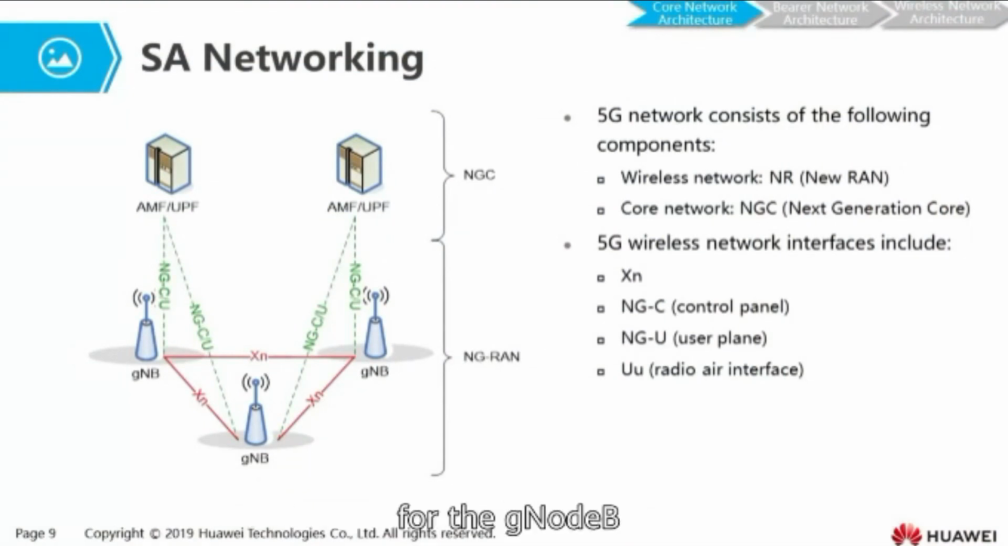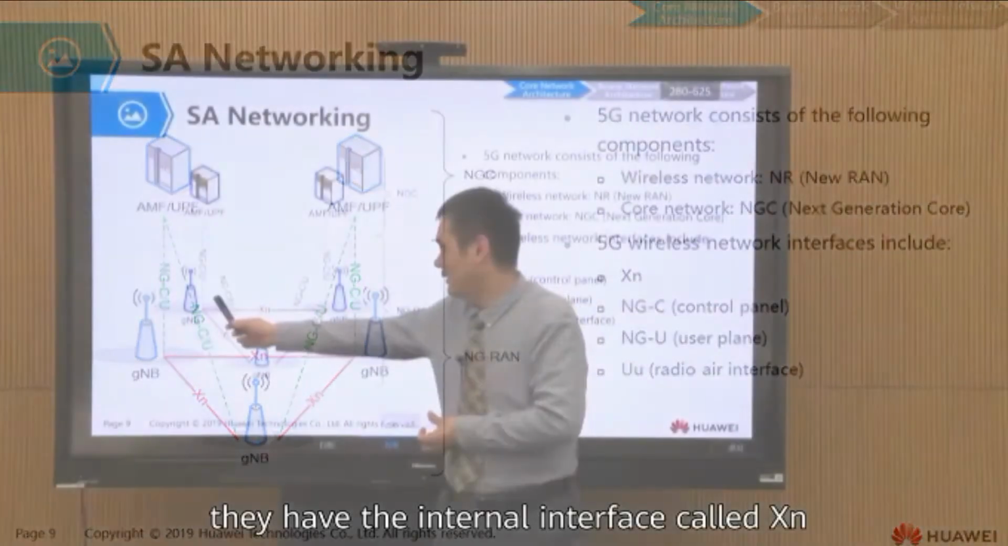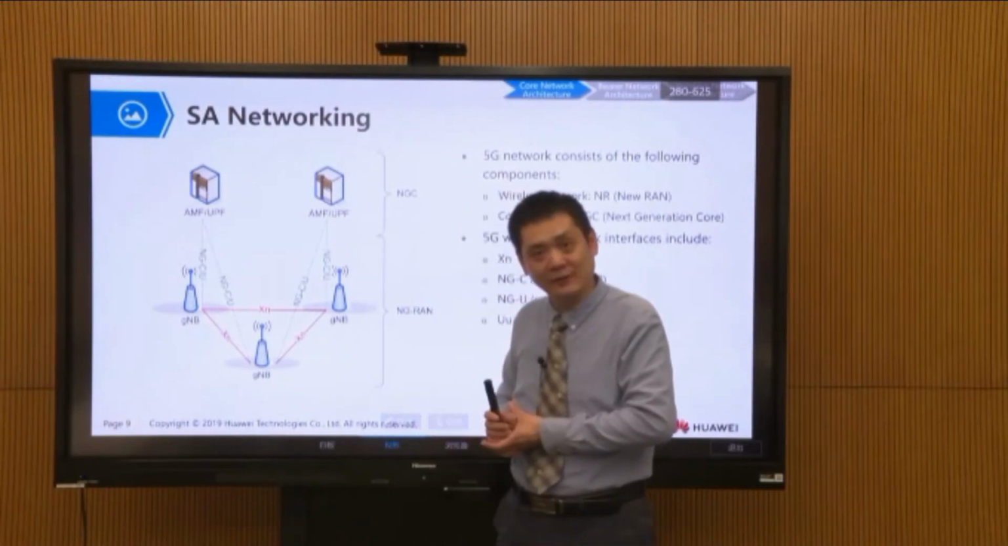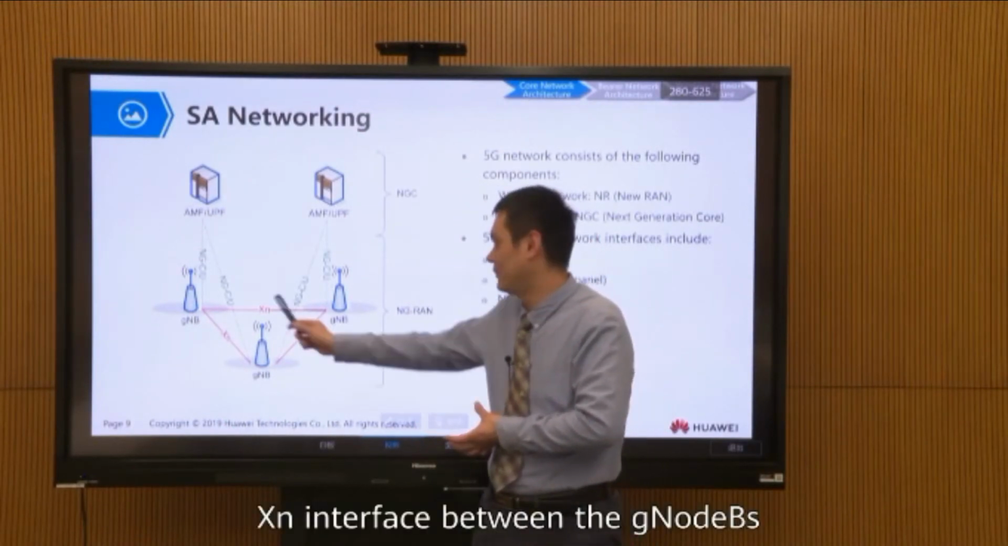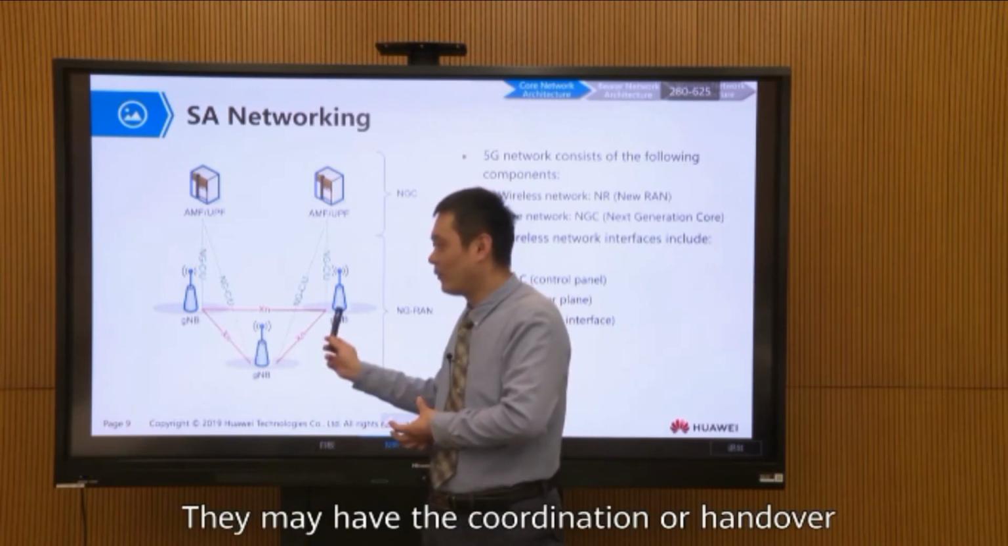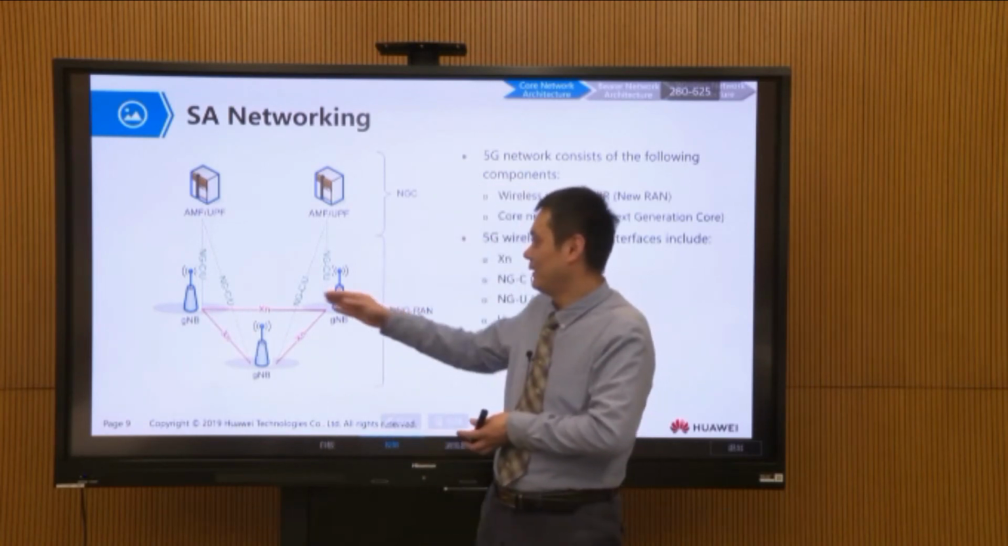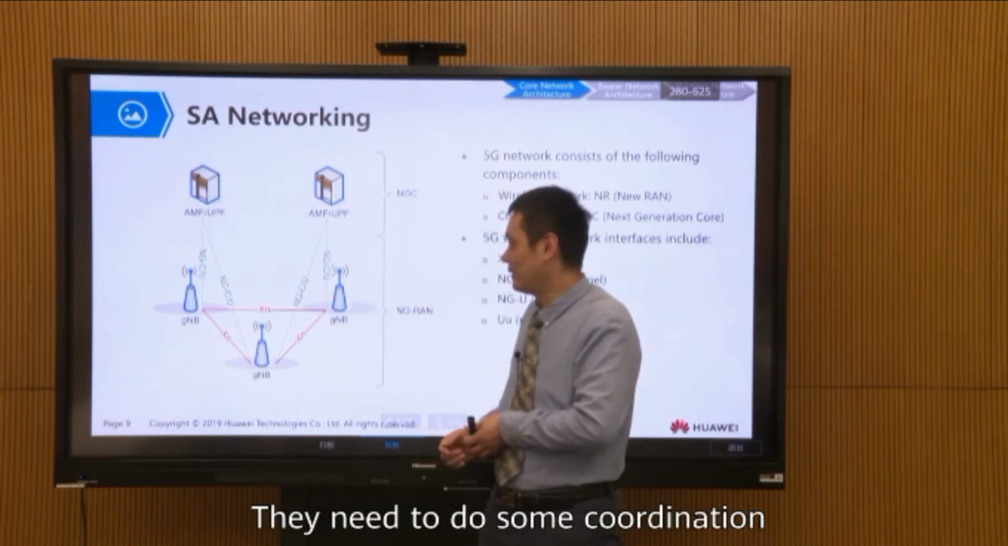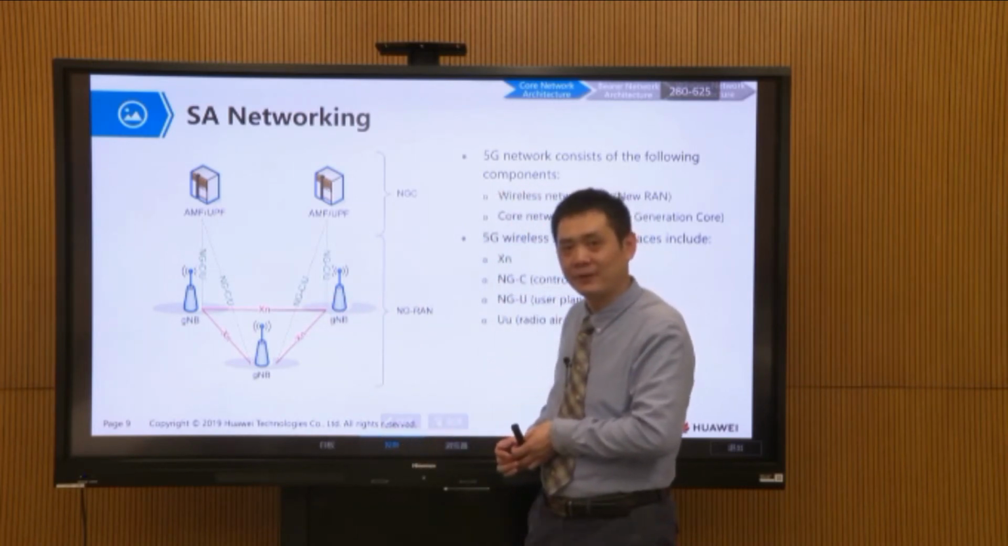And for the gNodeBs, they have an internal interface called the Xn interface between the gNodeBs. They may have coordination or handover. They need to do some coordination between each other.